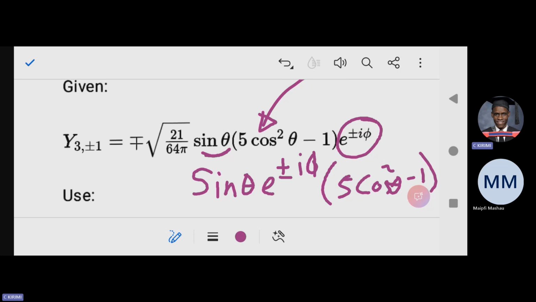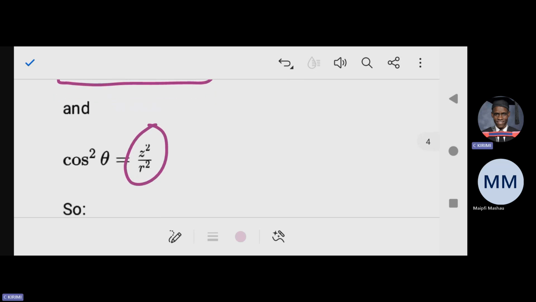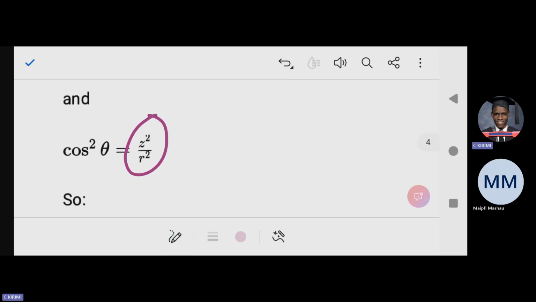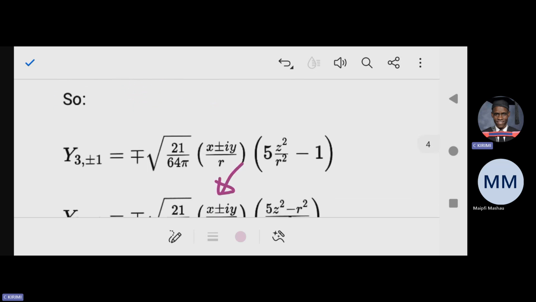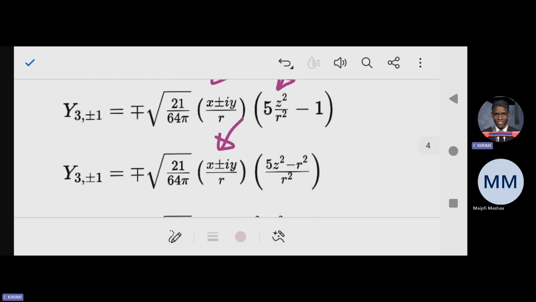So you can rearrange multiplication. Remember, multiplication is commutative. You can reverse the order. So that is what happens. They use this identity, which is x plus or minus iy. That's why now we are having this x plus or minus. And the replacement of the cos squared theta minus 1: cos squared theta, z squared over r squared multiplied by 5 minus 1. So this was our cos squared theta, sitting here. Then the remaining sine and e decomposed to this. This was our coefficient, nothing changed.